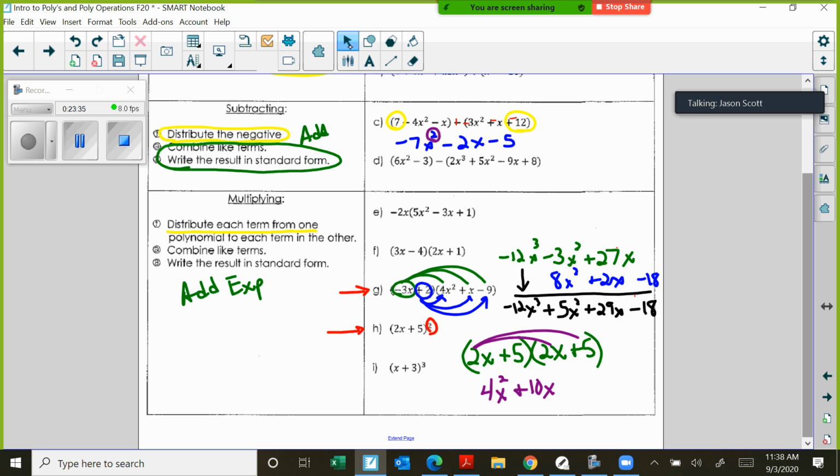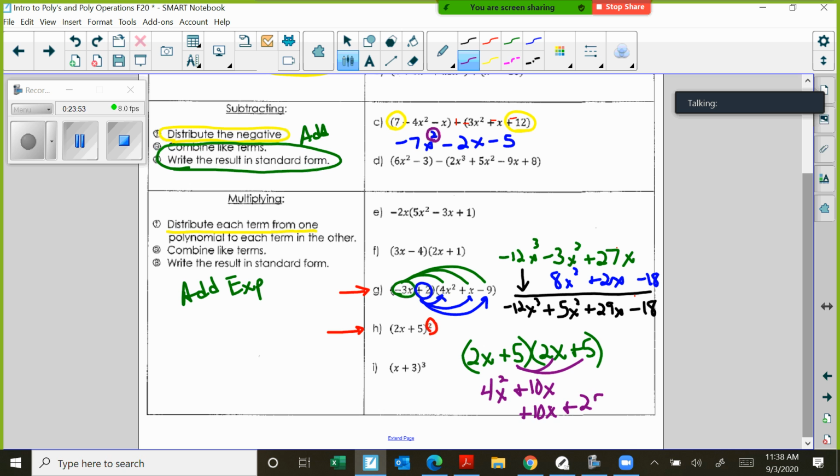And then I'm going to do it on the bottom. 5 times 2x is another 10x. And 5 times 5 is 25. Total that up. 4x squared plus 20x plus 25.